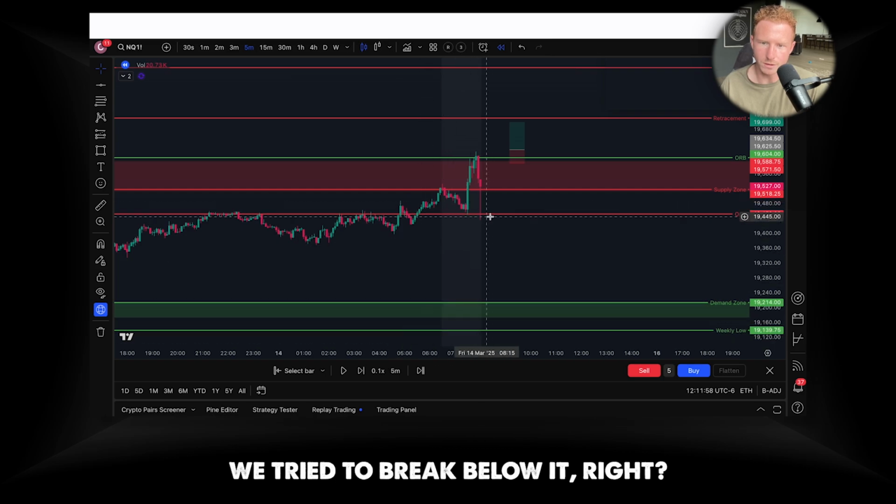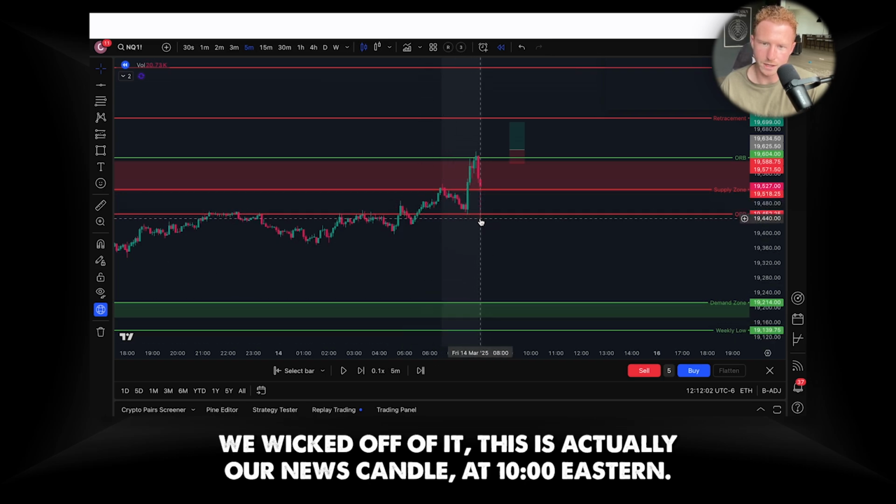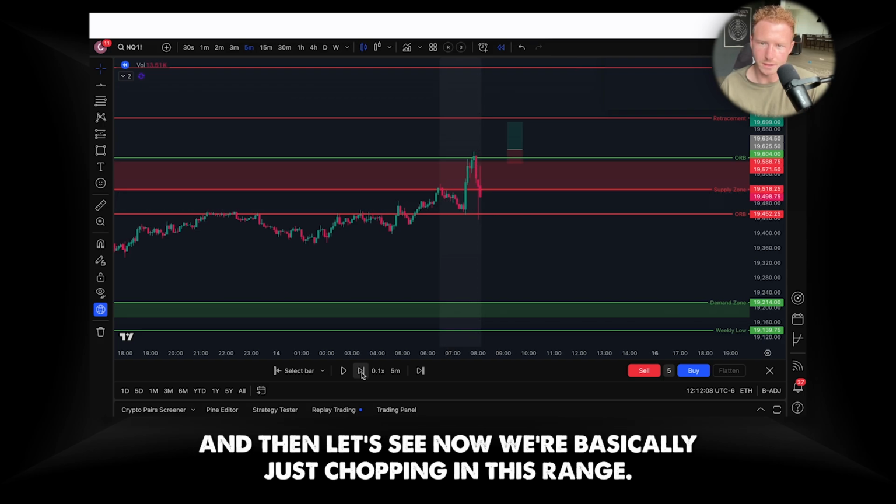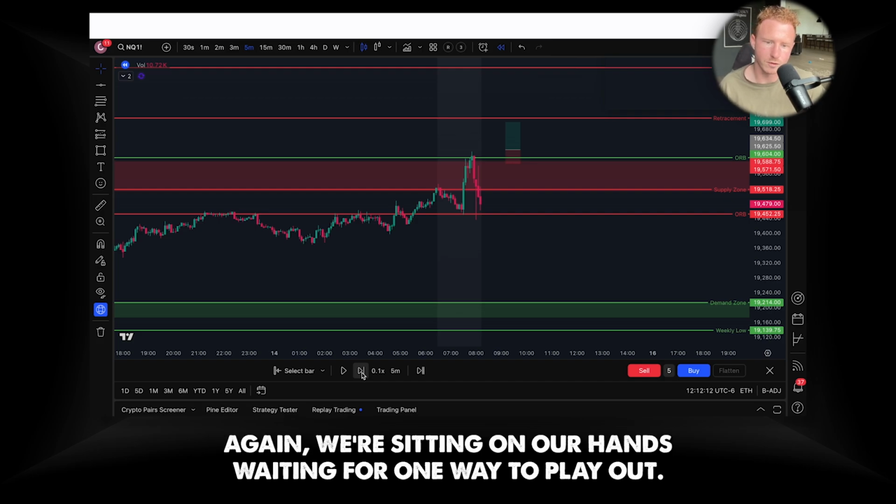We tried to break below it, our opening range. As you can see, we wicked off of it. This is actually our news candle at 10 o'clock Eastern. And then let's see, now we're basically just chopping in this range. Again, we're sitting on our hands waiting for one way to play out.